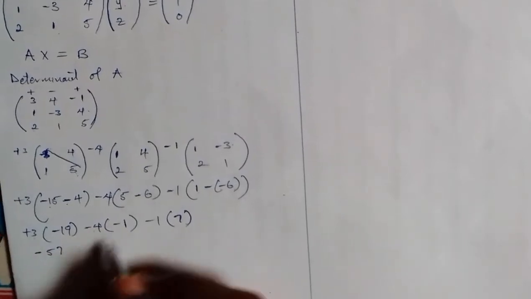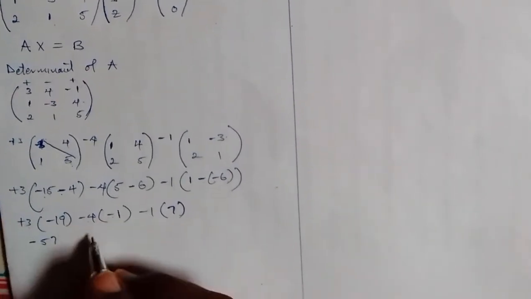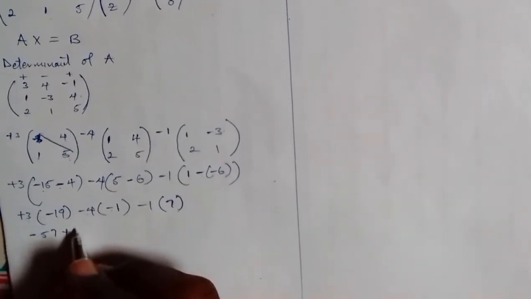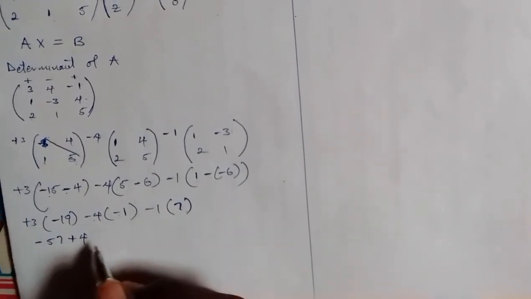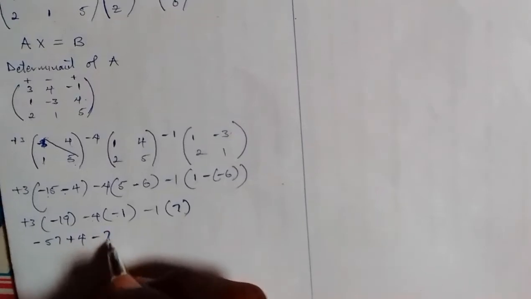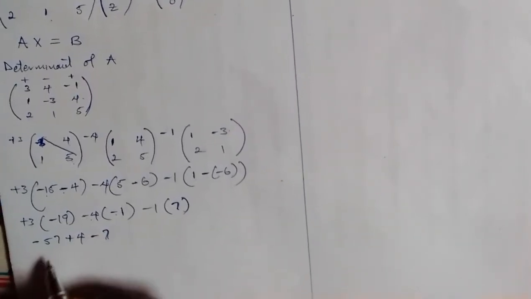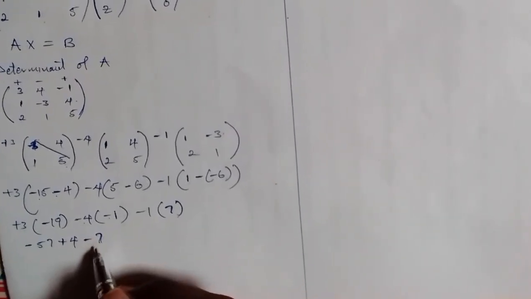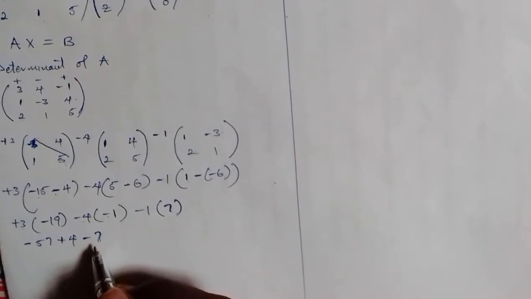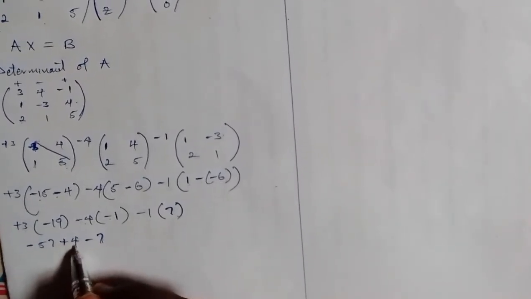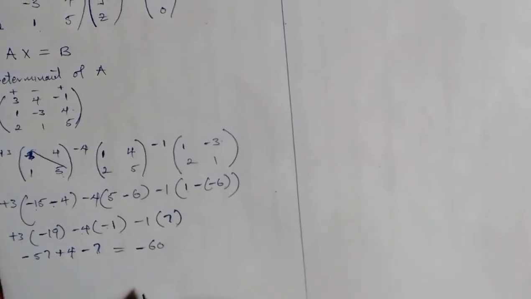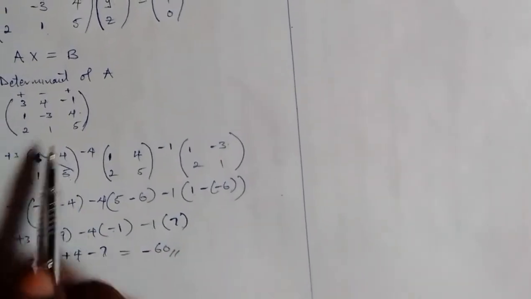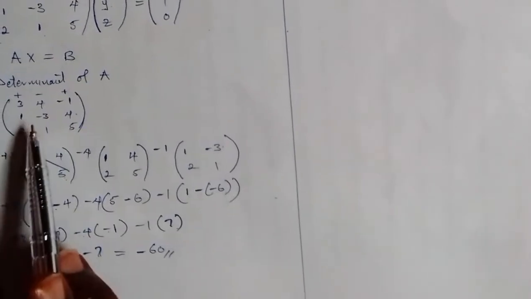Then minus 4 times minus 1, that's minus times minus, which is plus. Then you have plus 4. Then minus times plus 2, because 7 is positive there. That will be minus 7. So you now add it, minus 57 minus 7. That gives us minus 64. Minus 64 plus 4, that gives us minus 60. And that's the determinant for the 3 by 3 matrix, which is representing A.